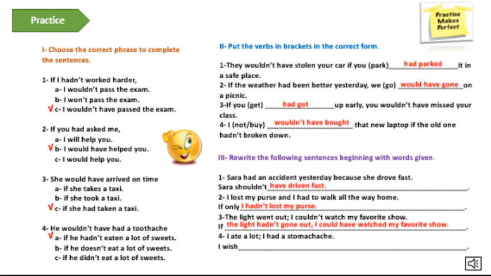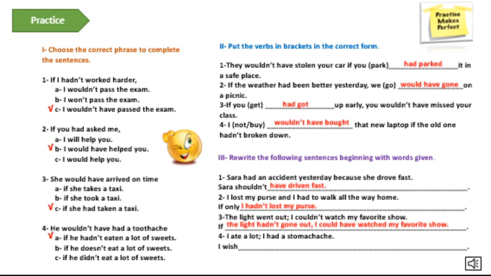Again, couldn't watch. So I took the verb watch and I used the form of the conditional type 3 when it comes to the main clause, which is could, would, or might plus have plus the main verb in the past participle. So, if the light hadn't gone out, I could have watched my favorite show.